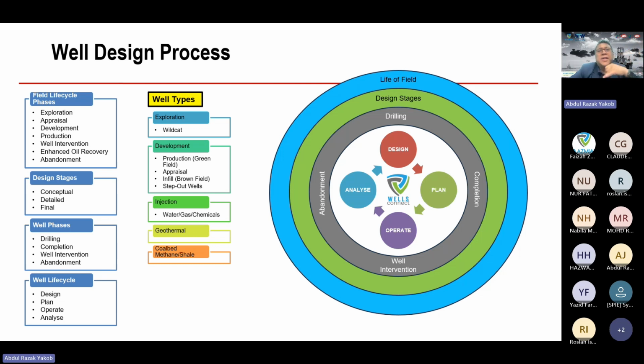detail, and final, as well as the field life cycle. So everything basically keeps on repeating. Why? Because we always learn from whatever we have had before.